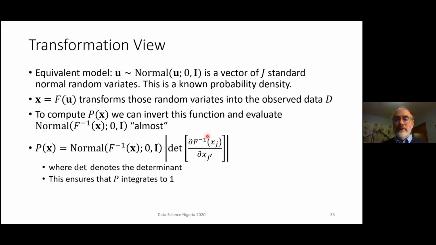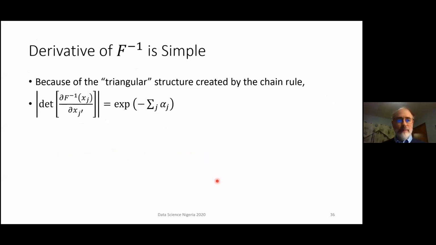If you can calculate the Jacobian matrix, which is the collection of all the partial derivatives of F inverse with respect to each pair of features, you form that matrix, calculate its determinant, take its absolute value, and multiply this probability by this value, then you get something that is guaranteed to integrate to 1. So this is the well-known change of variables formula in probability theory.